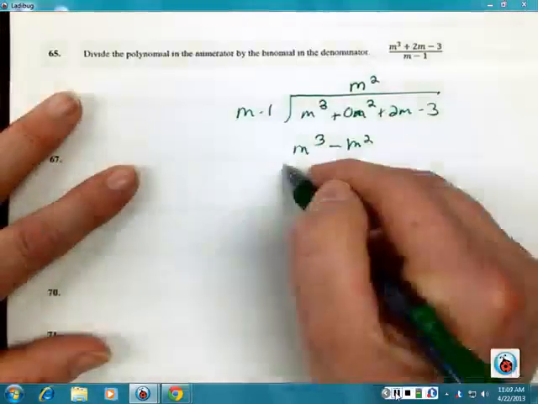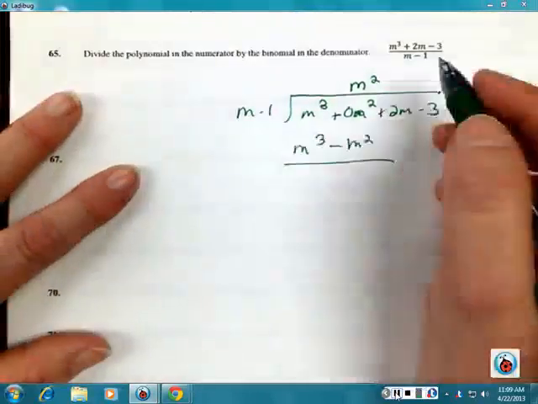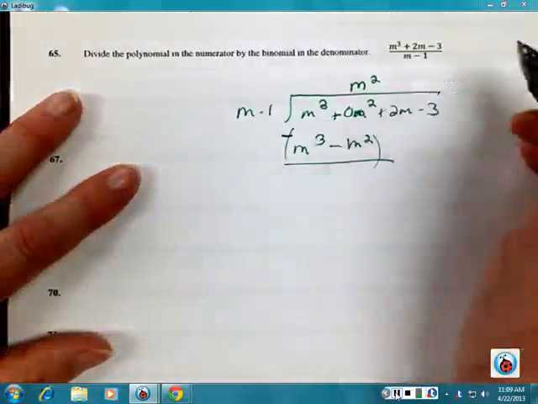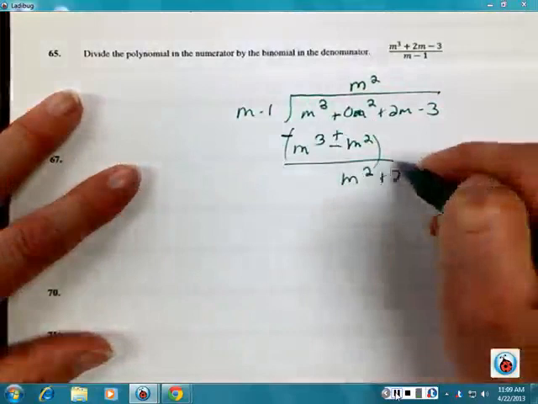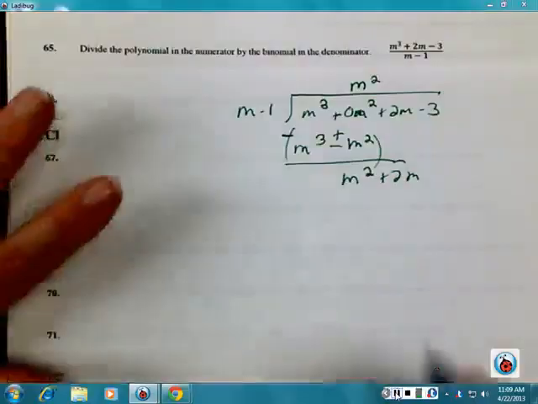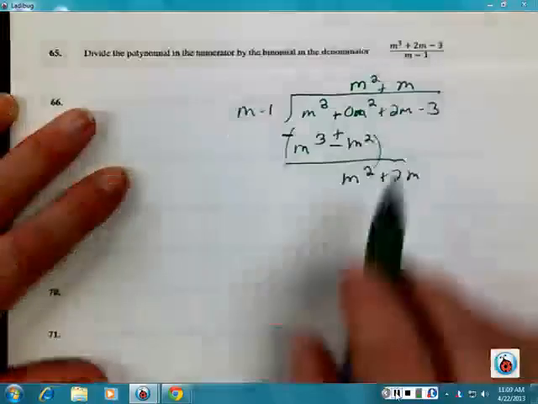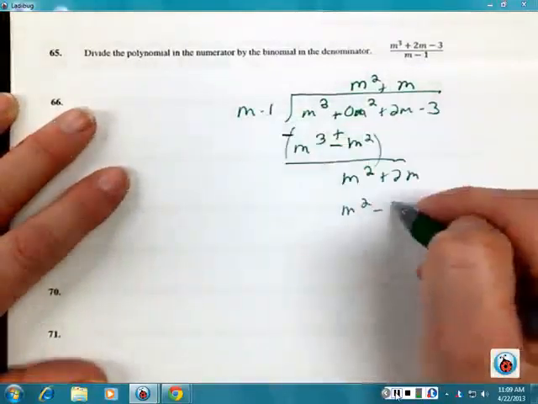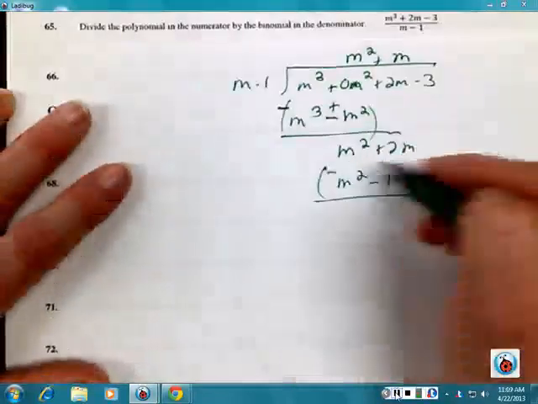Okay, now what? You have to make the m cubed negative, and the m squared positive. What do I have to do to m to make it look like an m squared? Times it by m. What kind of m? Positive. Positive m times m is m squared. Positive m times a negative 1 is negative 1m. You have to make the m squared positive.